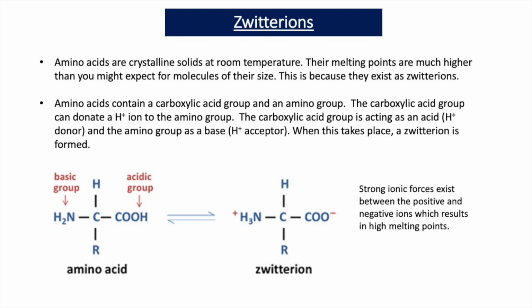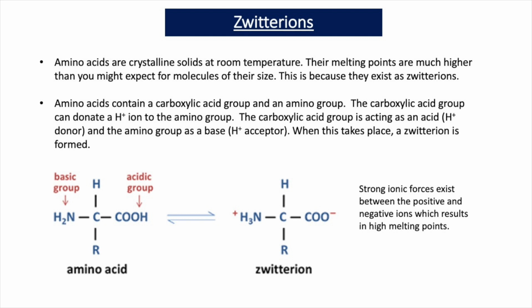So I've drawn here an amino acid with an NH2 group, a basic group, and an acidic group, a COOH group, and you can see that the acidic group, the COOH, gives H plus to the NH2 group, and we form what we call a zwitterion, where we have an NH3 plus group on one side and a COO minus group on the other.